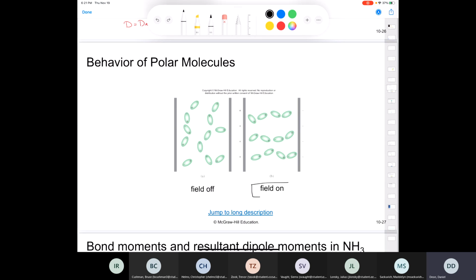Whereas if you apply a magnetic field to a sample of polar molecules, what you're going to see is that they're going to align with that magnetic field. You see how we have the positive side of the magnetic field here and the negative side here? Well, look at the way that all of these molecules are aligning themselves. They're aligning themselves such that the delta pluses are all pointing towards the delta negative, or the negative part of the magnetic field, and the negative parts are all lined up towards the positive end. So that's one way that polar molecules distinguish themselves from nonpolar molecules, is their behavior in a magnetic field.